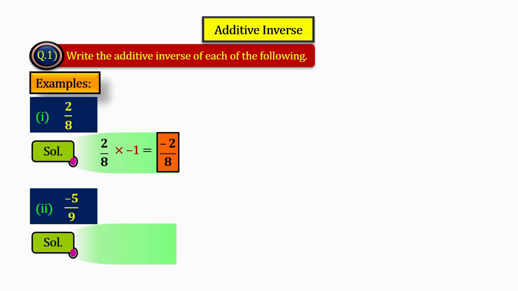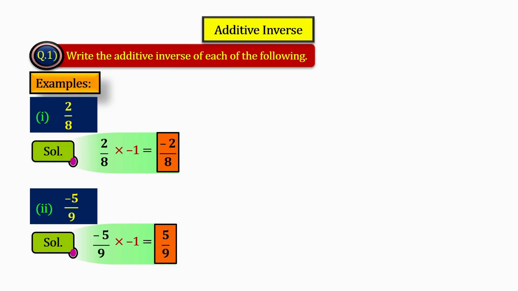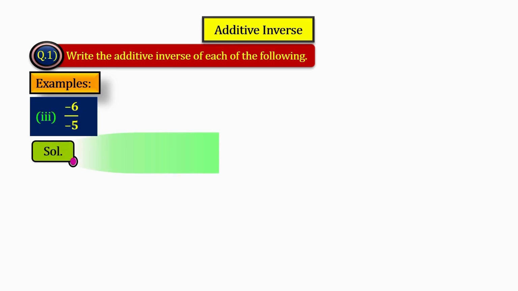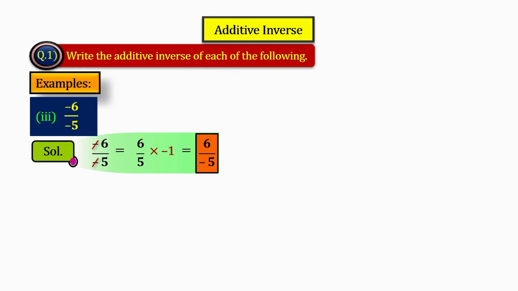Minus 5 by 9. So minus 5 by 9 into minus 1 equal to 5 by 9. Minus 6 by minus 5. So since both have the same sign, we can write it as 6 by 5. So 6 by 5 into minus 1 is equal to minus 6 by 5.